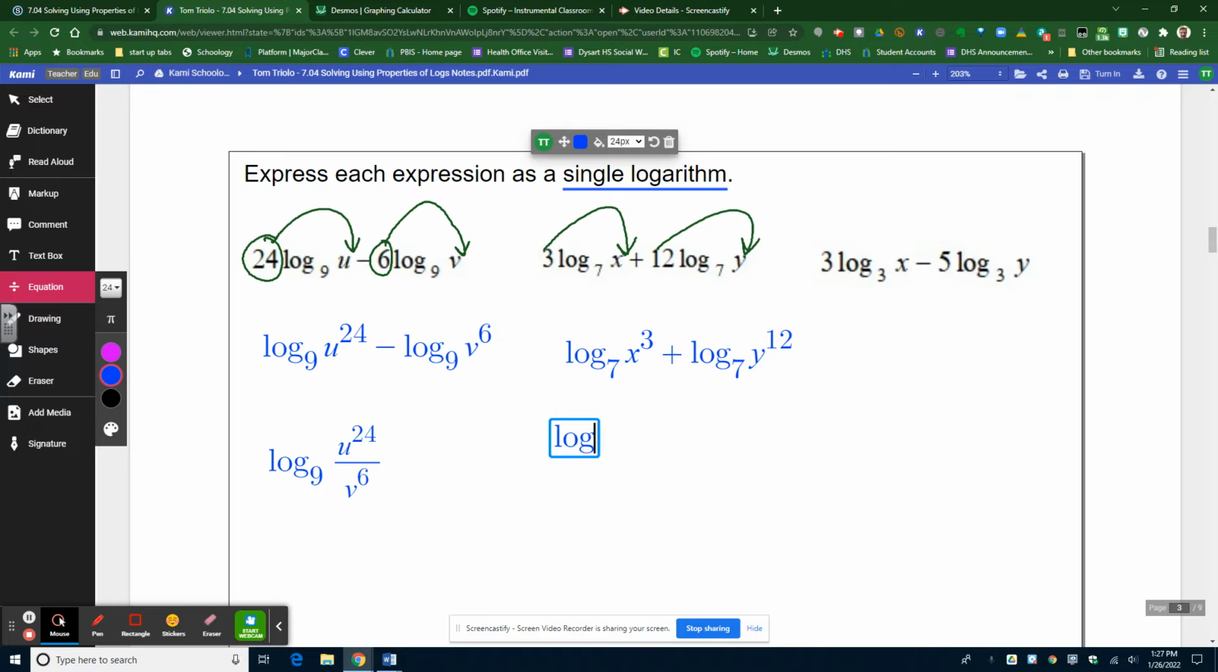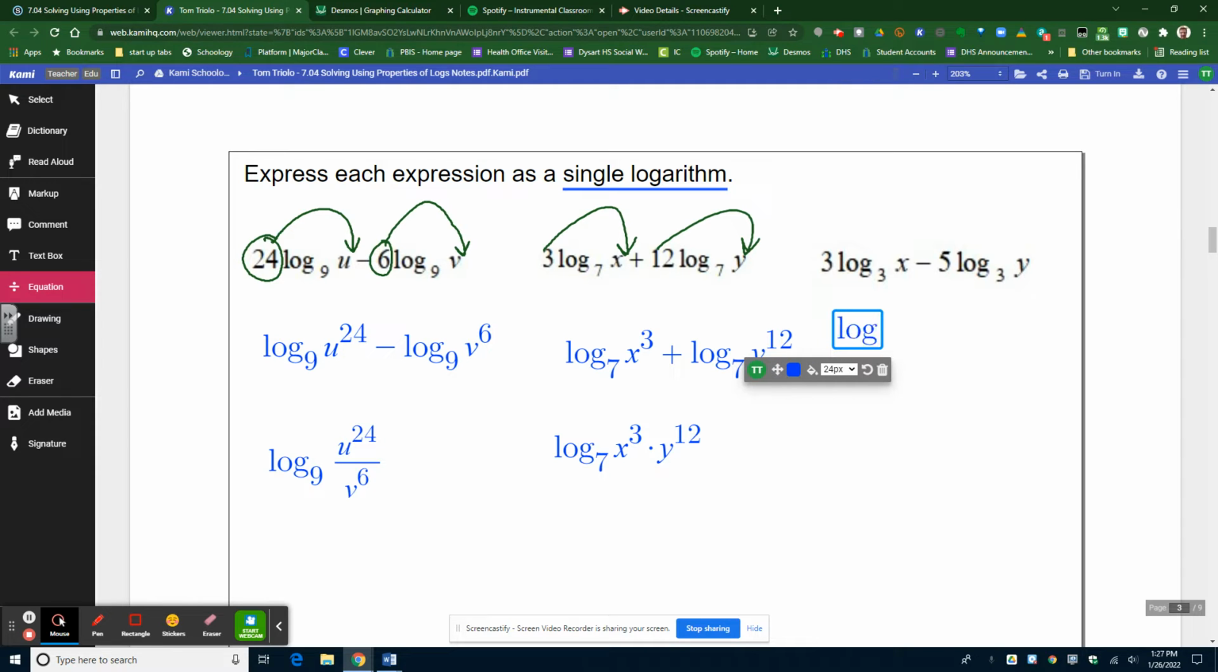Log base 7 of x cubed times. So we're using the product rule, which says if I have two separate logarithms, I can write it as a single logarithm and make a multiplication. That's it. So we've accomplished our task of expressing these separate logarithms as a single logarithmic expression. The first one is more like the third one is more like the first one.